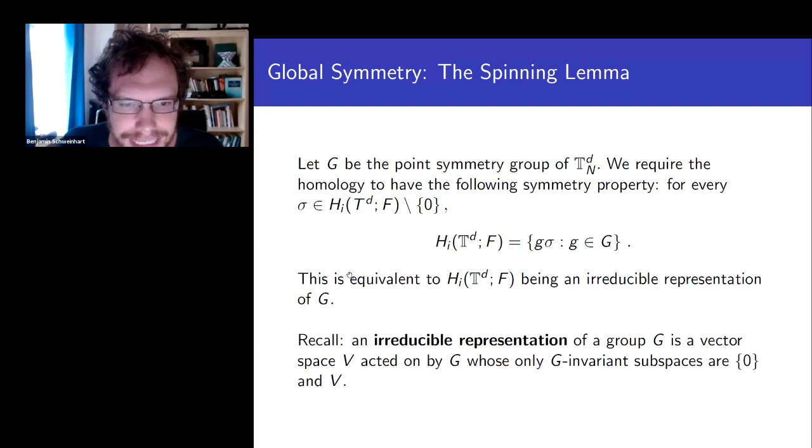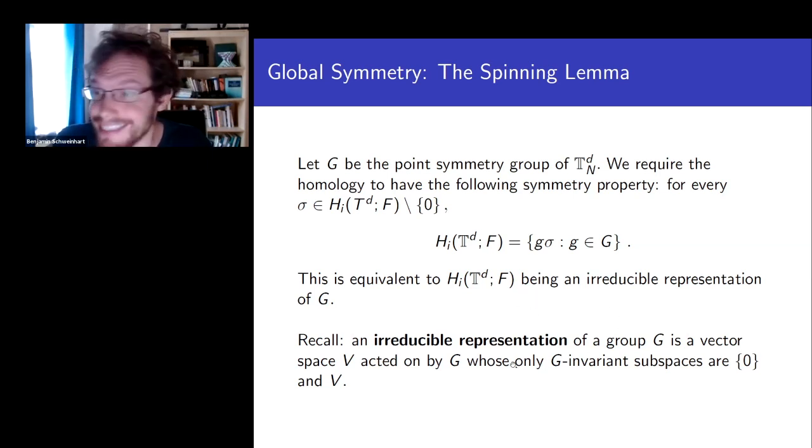And this is equivalent to something called H_i of T^d being an irreducible representation of the symmetry group. So if you've seen this before, maybe forgotten the details, let me just say what the definition is. An irreducible representation of a group G is a vector space V, which is acted on by G, so that the only G-invariant subspaces are 0 and V.